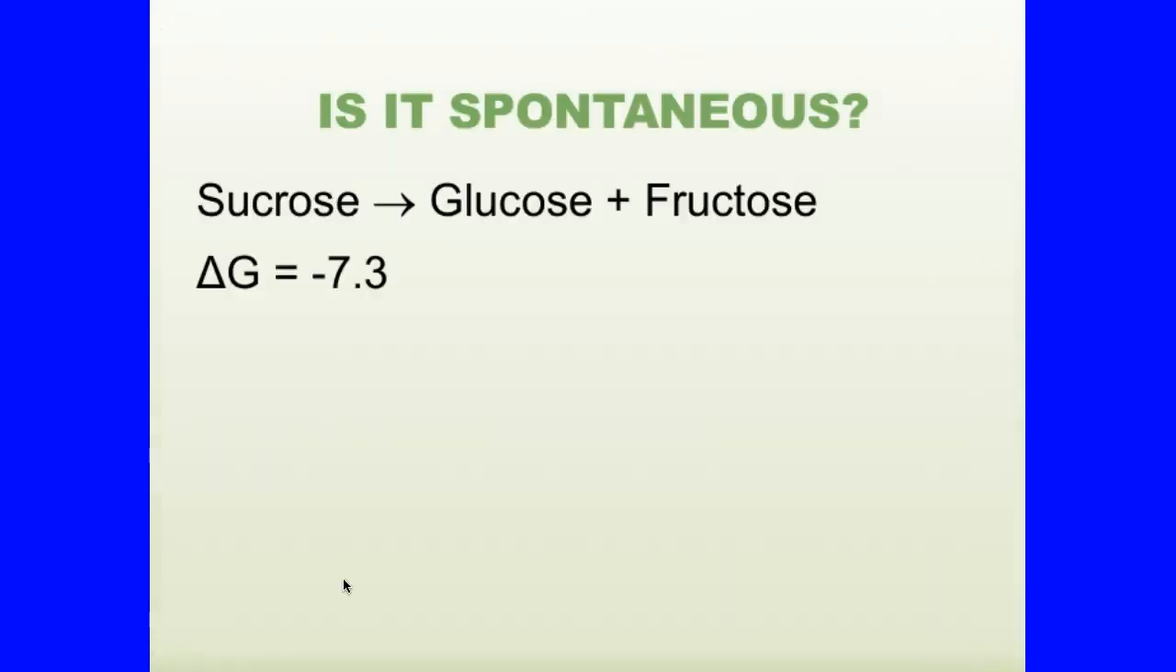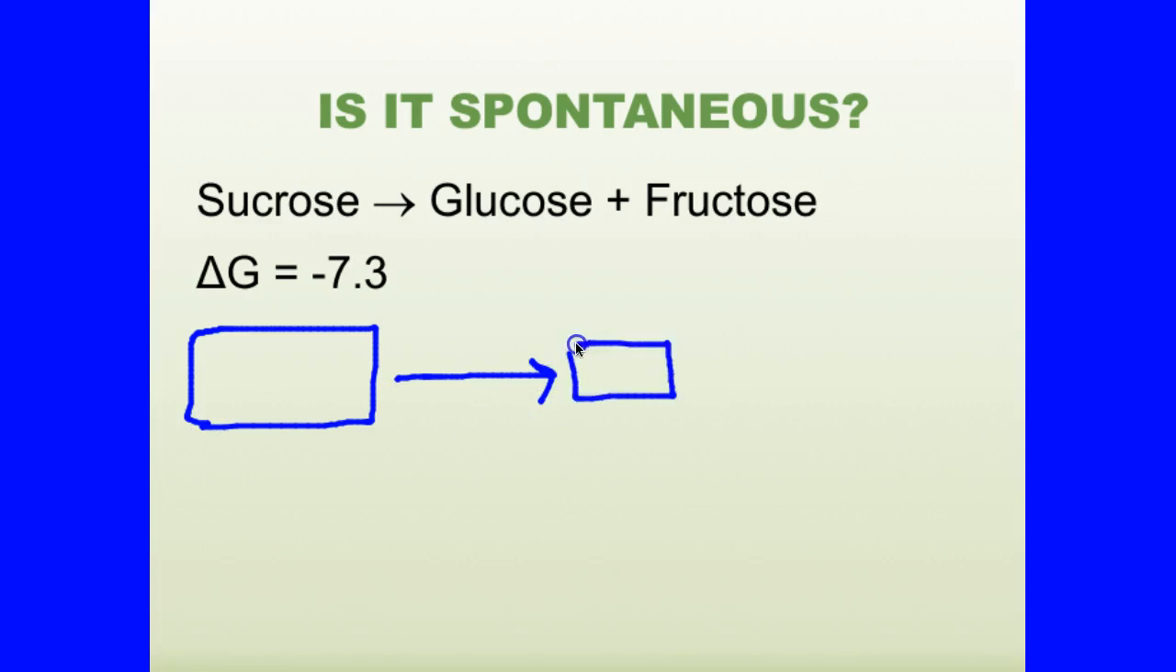Sucrose is broken down to glucose and fructose. So we're going from a much larger molecule, sucrose, and we're breaking it down with a chemical reaction into glucose and fructose, two smaller molecules. What kind of reaction does that look like? A catabolic or an anabolic? You said catabolic, you're correct.